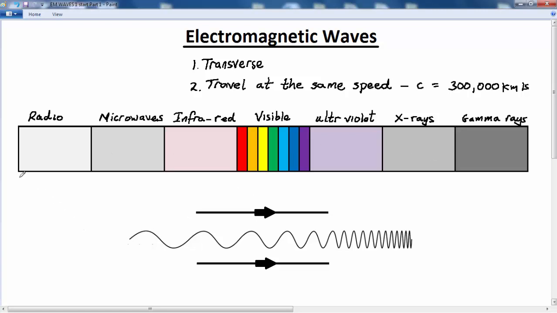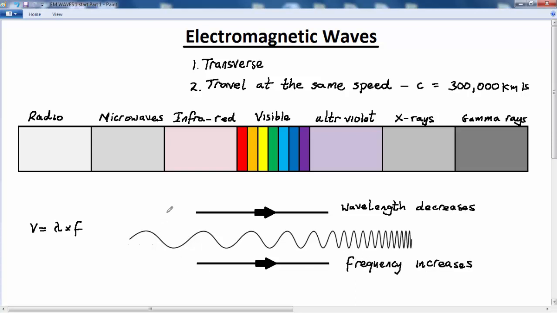And as you move from this end of the spectrum, from radio through to gamma rays, you'll notice that the wavelength decreases. Because the speed of the waves is constant, irrespective of whether they're radio or gamma, we can write v equals lambda times the frequency. So if the wavelength is decreasing as we move that way, then the frequency must increase. As we move from radio to gamma, the frequency of the radiation increases.